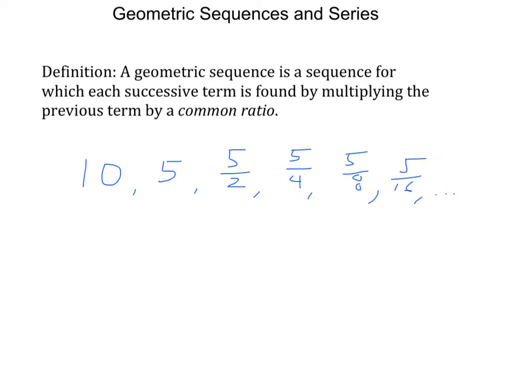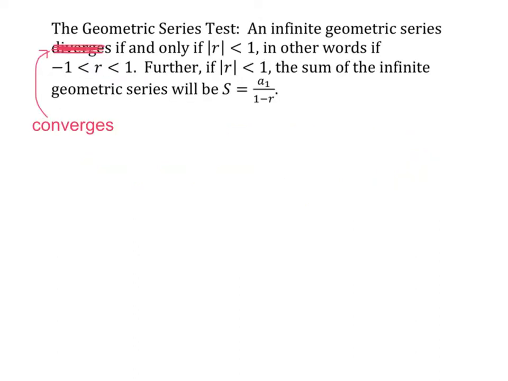This is an example of a geometric sequence for which the common ratio, which is usually called r, is 1/2. So if you ever see a sequence that has something in common that's being multiplied to the previous term to get the successive term, it's a geometric sequence. I did have a mistake here, so I've got that corrected here.